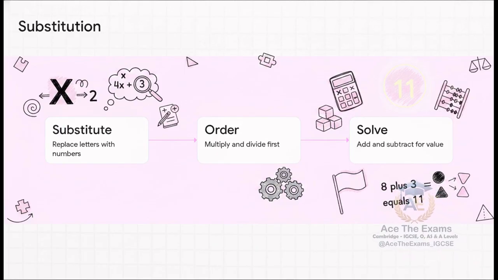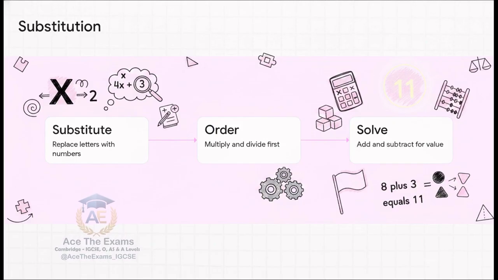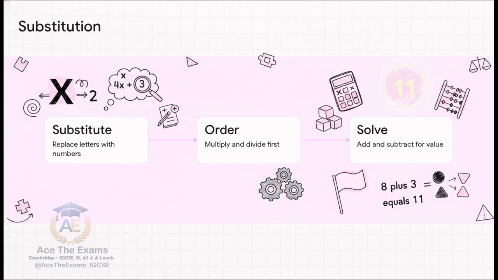We swap out that x for a 2. Now remembering our grammar rules, 4x means 4 times x, so our expression becomes 4 times 2 plus 3. Step 2. We check our order of operations. We've got a multiplication and an addition. Multiplication always wins. So we do 4 times 2, which gives us 8.